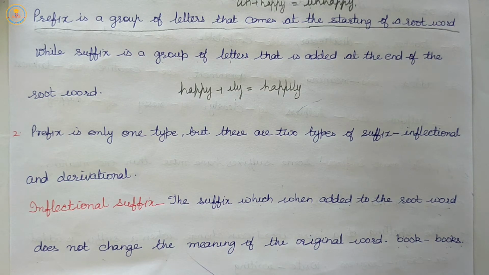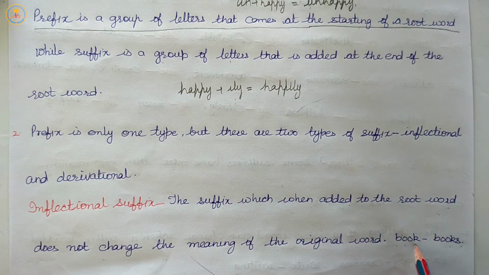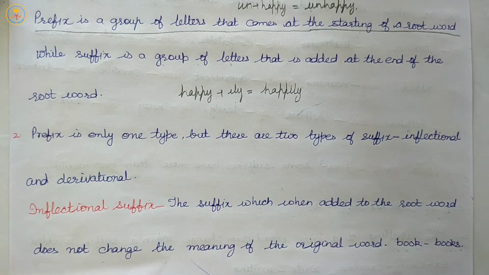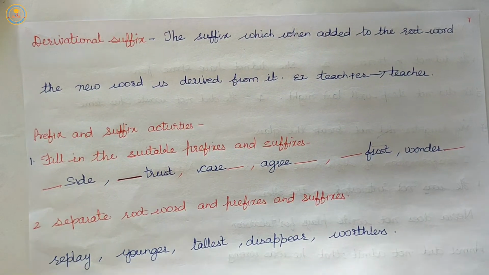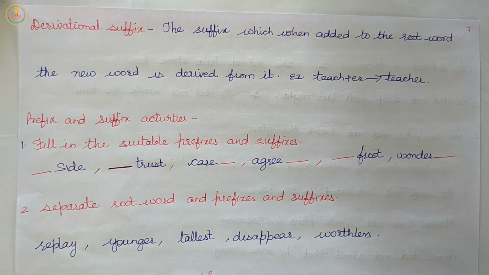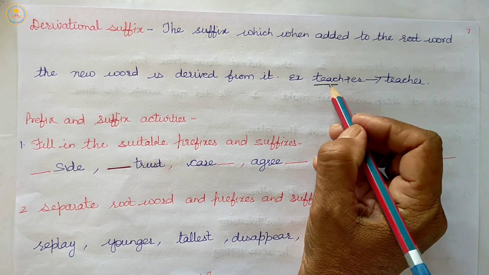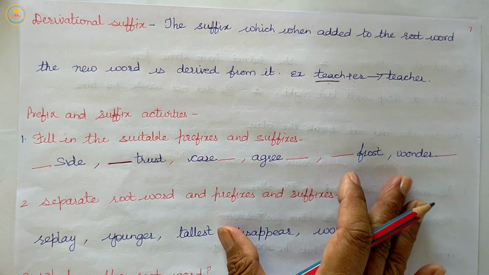So an inflectional suffix means a word or a letter or a group of letters which when added to the root word does not change its meaning. Next is the derivational suffix. The suffix which when added to the root word, listen carefully, a new word is derived from it. Here, teach plus er. So when a suffix is added to the root word and a new word is derived, teach plus er, teacher.